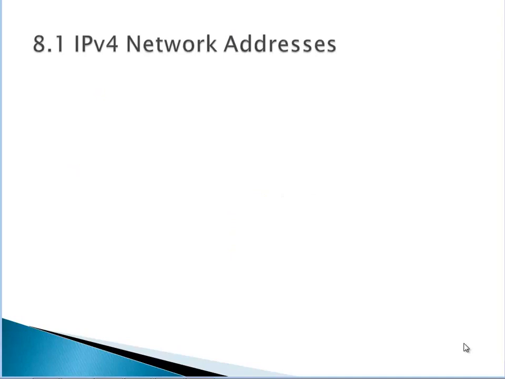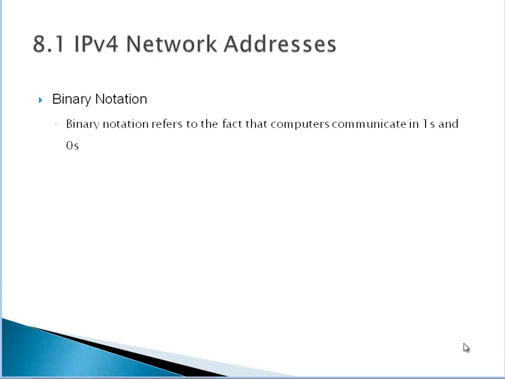Part 1, IP addressing. First of all is binary notation. You need to know that binary notation refers to the fact that computers communicate in ones and zeros. All the communication between computers or network devices is happening in zeros and ones. Binary notation doesn't have the number 2. It's all zeros and ones. We just use different combinations of zeros and ones to display a letter, character, IP address, anything, any information that we want to represent in the computer world, we do it with zeros and ones.